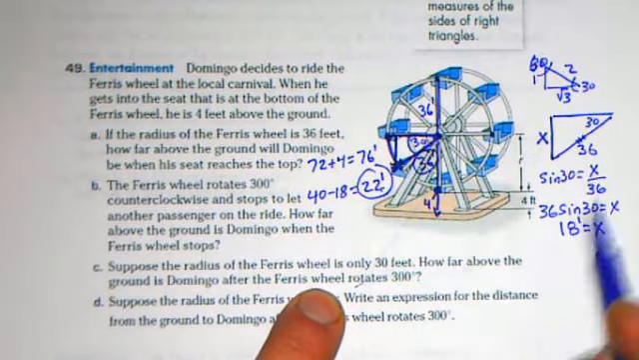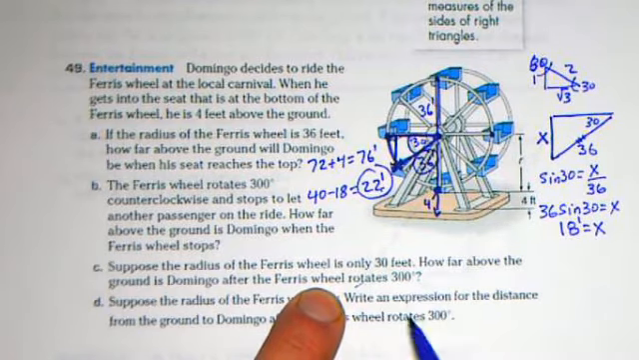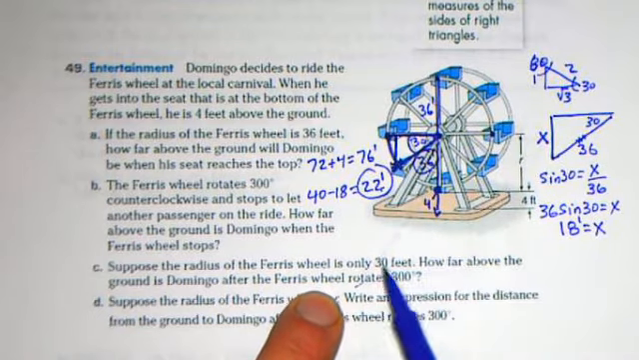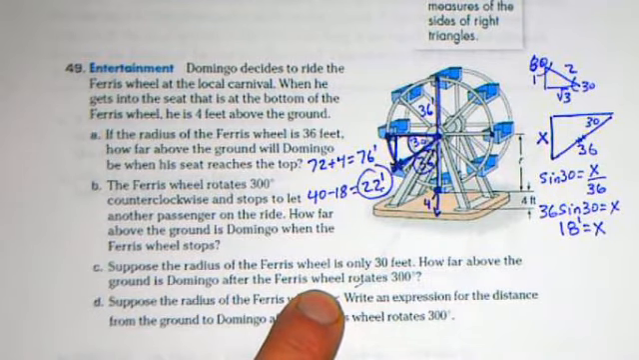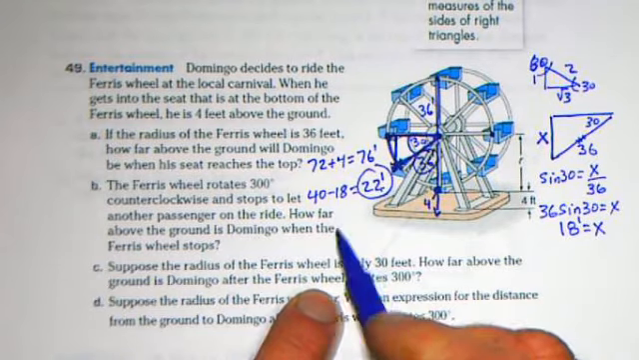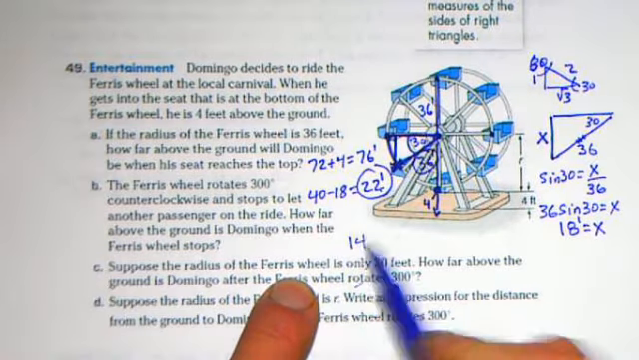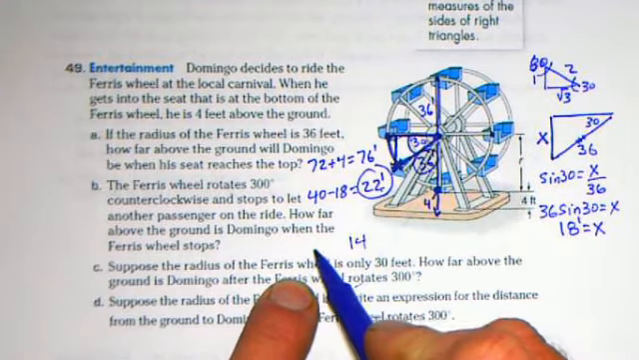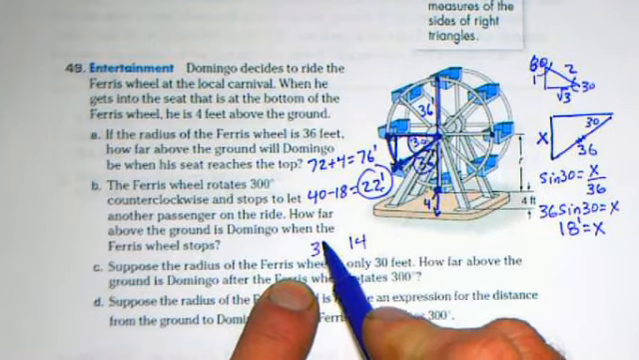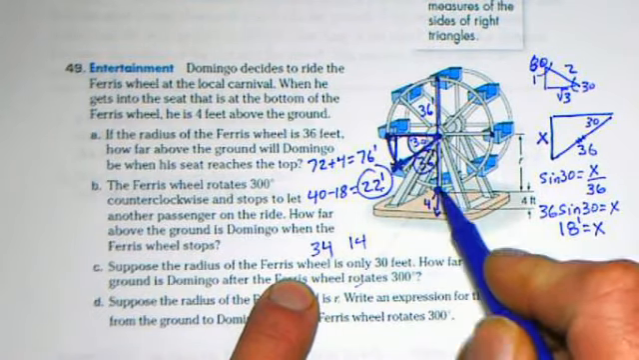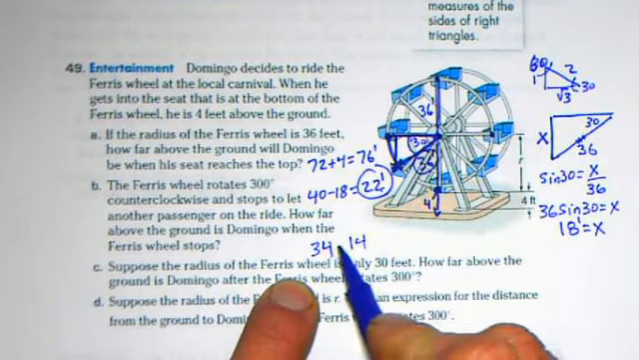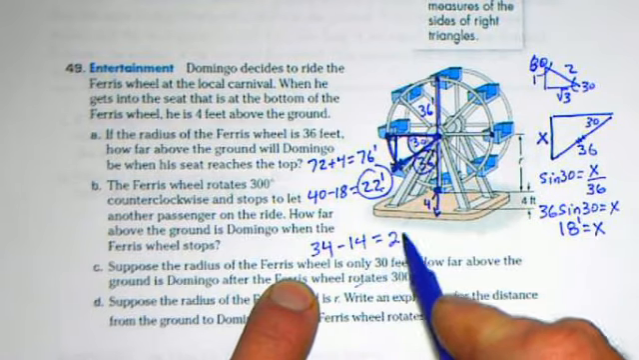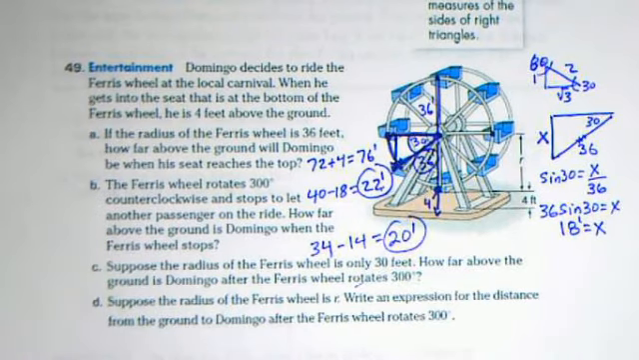At 36, 18 was half of 36, which was how far the seat was down from the center. With a 30-foot radius, half of 30 is 15. It's going to be 15 feet down from the center. Now with a 30-foot wheel, the center of the wheel is going to be up 30 plus 4 because it's 4 feet off the ground. So 4 plus 30 makes 34, and 34 take away 15 leaves 19 feet. So with a 30-foot radius wheel at a 300-degree rotation, he's going to be 19 feet off the ground.